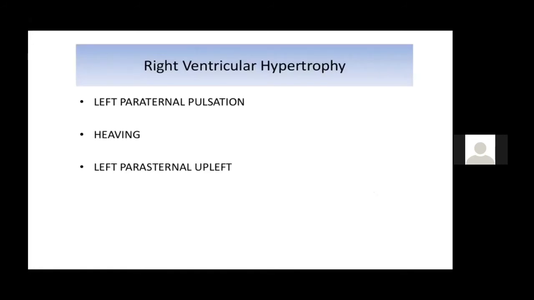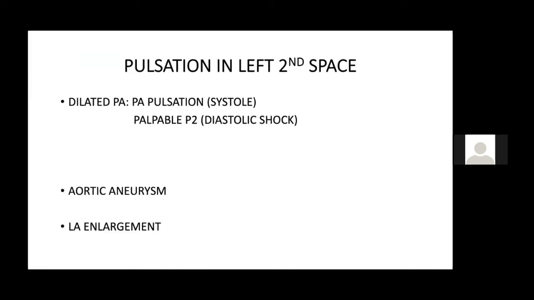So how do you diagnose right ventricular hypertrophy? Left parasternal pulsations, a heaving parasternal heave, a left parasternal lift, and an epigastric pulsation. So this is how you diagnose RVH.